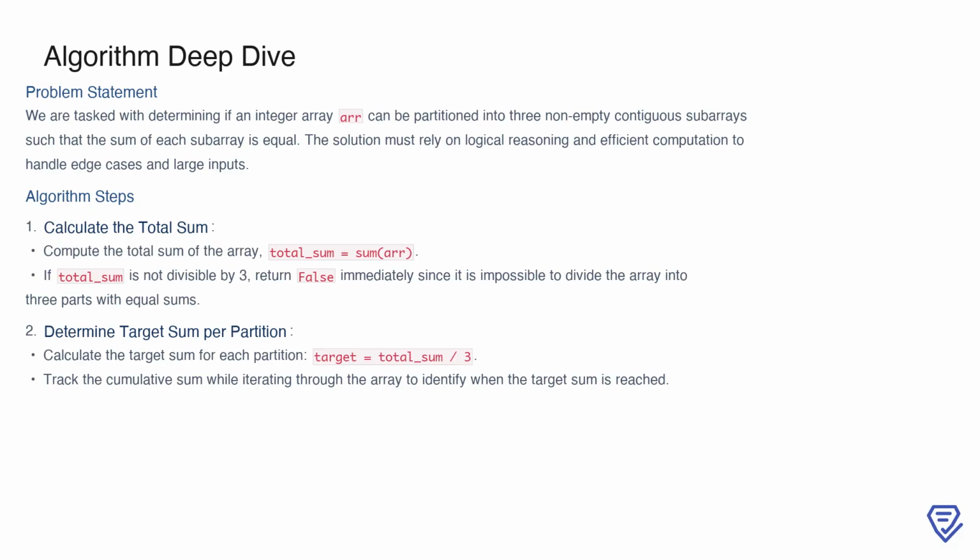Next, if the total sum is divisible by 3, we calculate the target sum for each partition as the total sum divided by 3. From there, we'll need to track the cumulative sum while iterating through the array to identify points where the target sum is reached, signaling the end of a valid partition. These steps set the foundation for constructing an efficient solution to the problem.